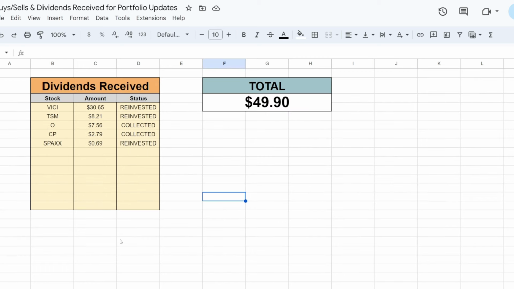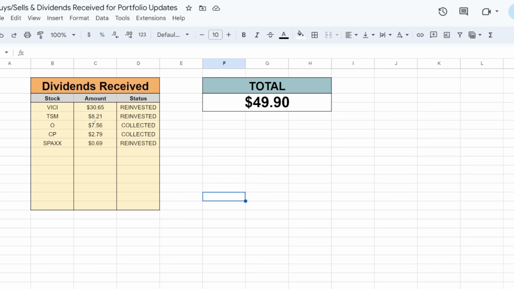In my dividends received tab, you could see we had a dividend a month of just under $50. We received the largest dividend I've ever received in my investing career so far, which was a $30.65 dividend from Vici, which I reinvested back into the position. This allows me to buy over one full share of Vici, and that is also the first time that has ever happened. So a big milestone here on that Vici dividend.